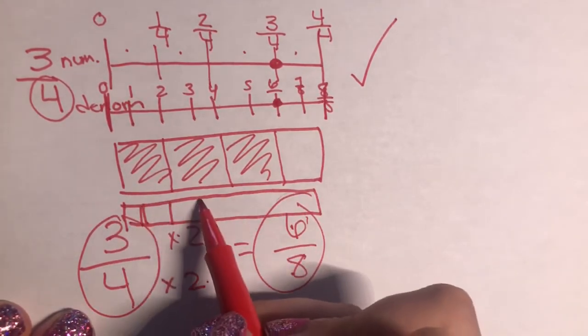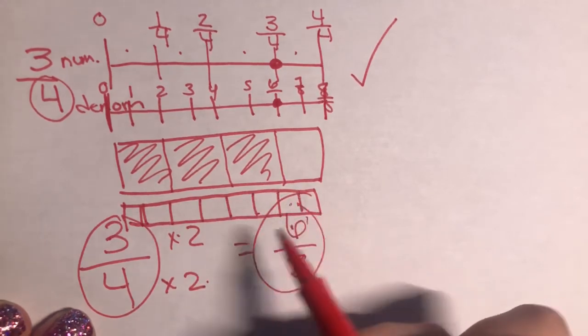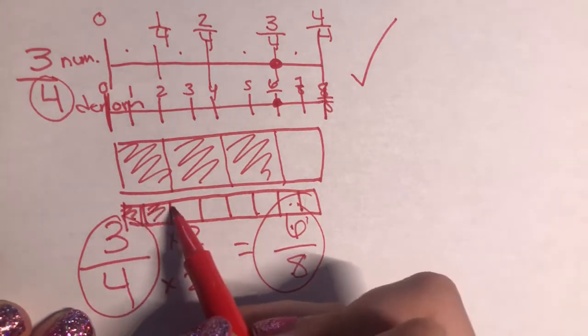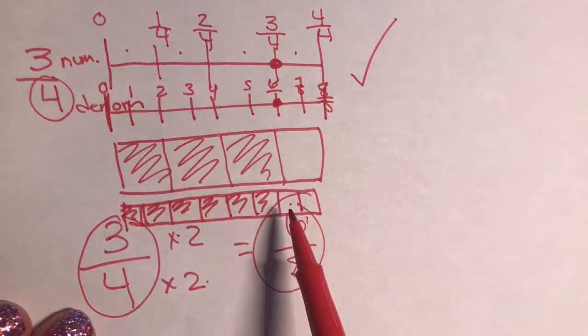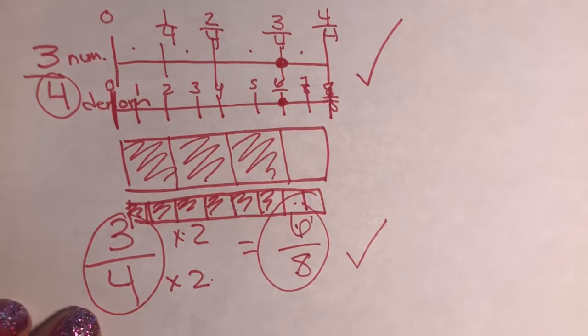What if I were to create a fraction strip and divide it into 8ths? 1, 2, 3, 4, 5, 6, 7, 8. And I would have to color in 6. That'd be 1, 2, 3, 4, 5, 6. Does that represent the same amount as 3/4? Yes. So those are equivalent.